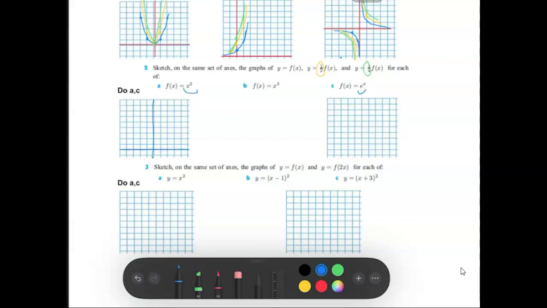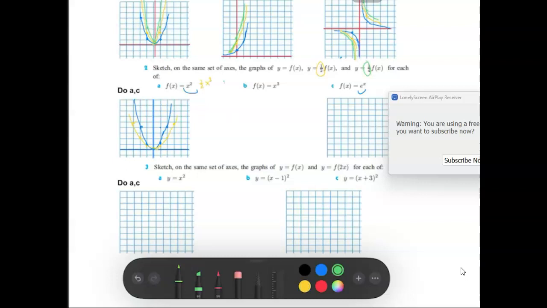Oops, it doesn't matter what color the axes are. Okay, so the regular parent function looks like this, right? And then the function 1/2 x squared is going to be a vertical compression, so all the points are half as far from the x-axis as before. So actually this one would be 9 divided by 2, which would be 4.5.